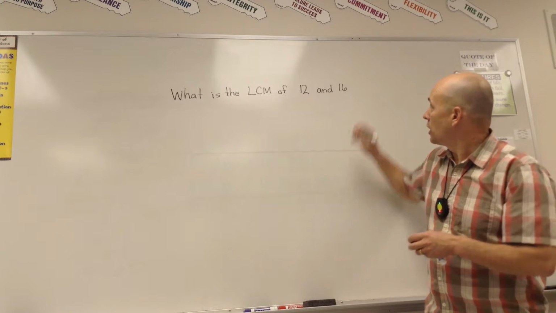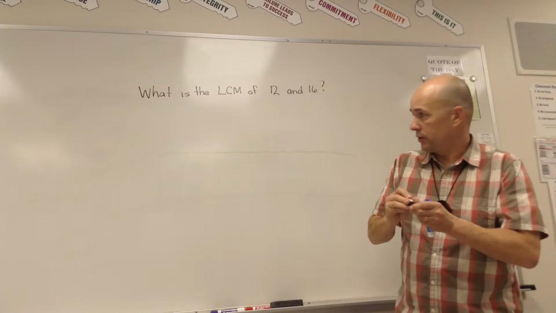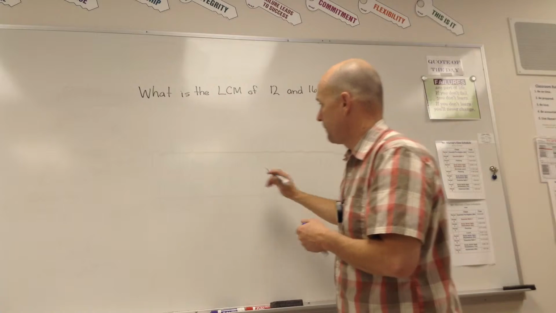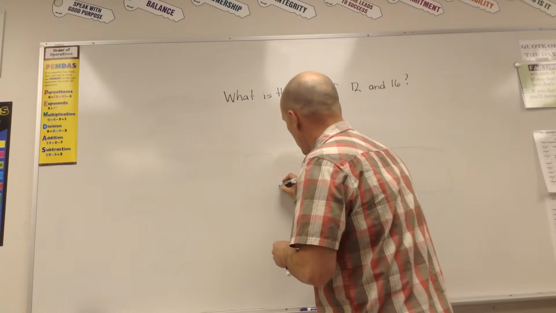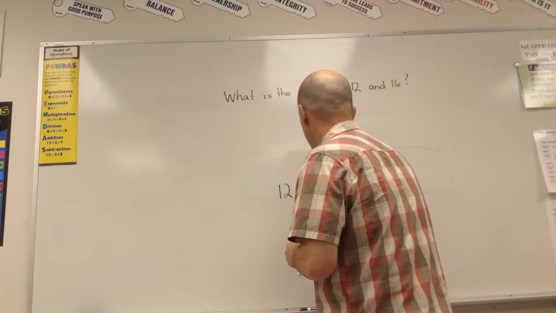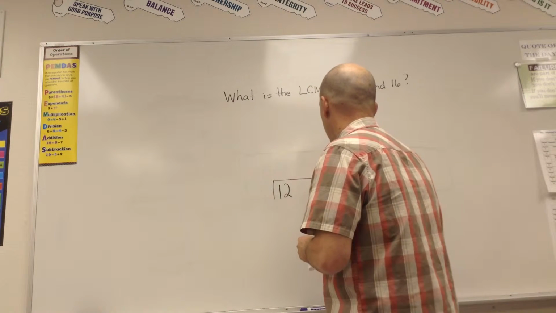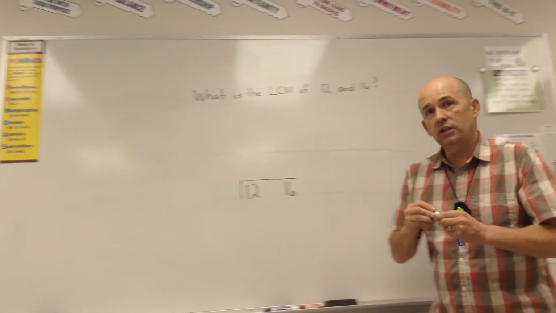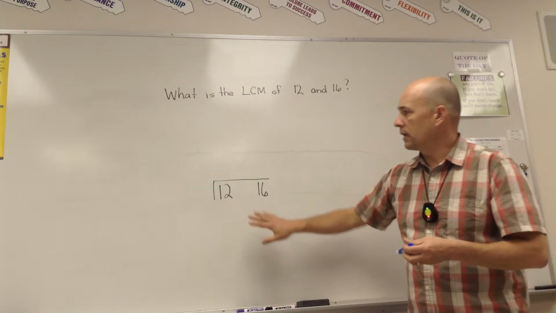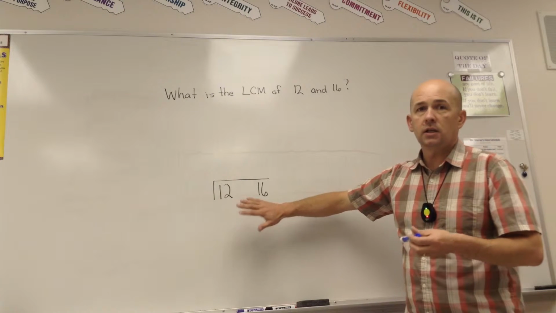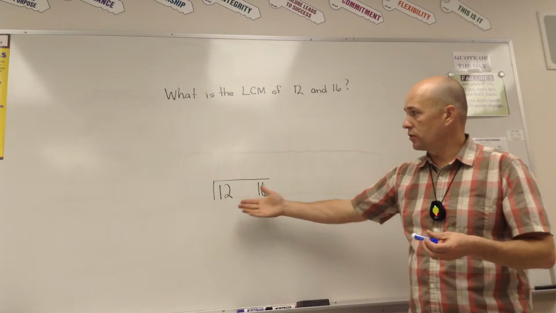All right, so here's where it's going to look familiar. I'm going to take my 12 and 16, and I'm going to build a cake out of 12 and 16. I'm going to put my 12 and my 16 in the bottom layer of my cake. And just like when I look for the greatest common factor, I'm going to look for the smallest factor, or the smallest divisor, that goes into both of these.